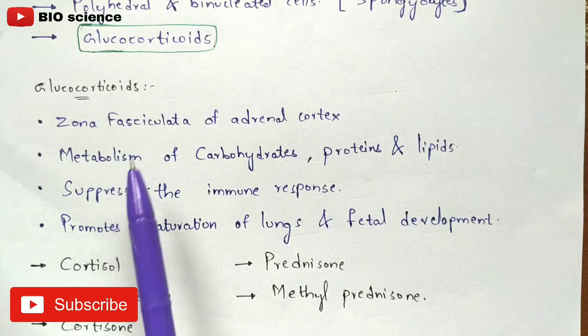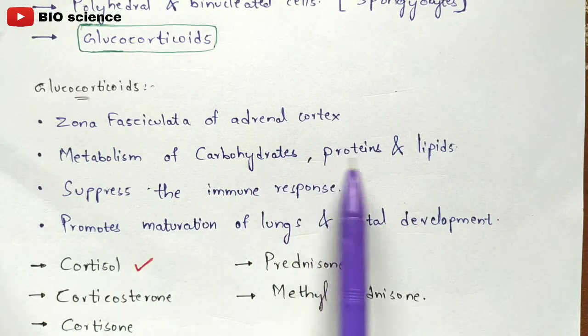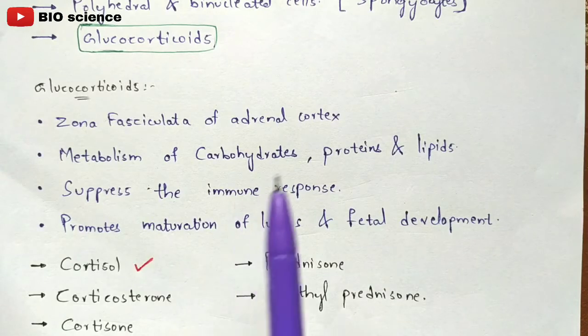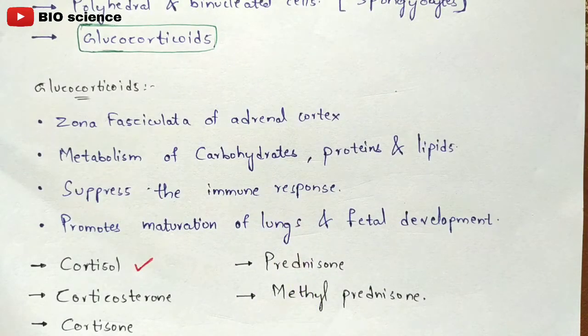Normally these glucocorticoids play a major and vital role in the metabolism of carbohydrates, proteins and lipids, and it suppresses the immune response. So this immune response plays a major and vital role. Normally the immune response plays a major and vital role to protect your body, right?